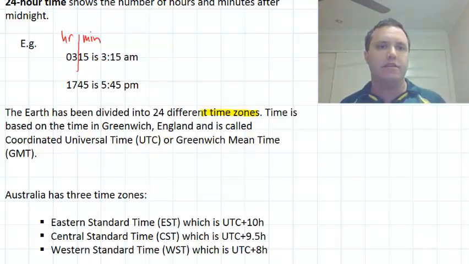Here are our three time zones. We have Eastern Standard Time, EST, which is 10 hours ahead, Central Standard Time, which is 9.5 hours ahead, and Western Standard Time, which is 8 hours ahead. What's probably more important for us is that we are half an hour ahead here in Queensland of South Australia and the Northern Territory, which are on Central Standard Time, and we are 2 hours ahead of Western Australia, which is on Western Standard Time.